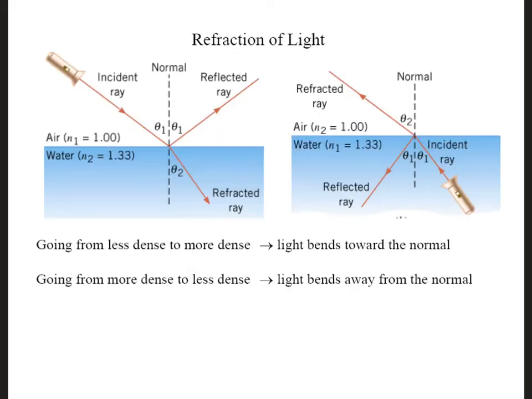The next phenomenon of waves we need to talk about is refraction. Refraction is what occurs when light enters a new medium. Entering a new medium causes light to bend. The direction depends on the density of the new substance. If we go from more dense to less dense, we bend away from the normal. If we go from less dense to more dense, we bend away from the normal.